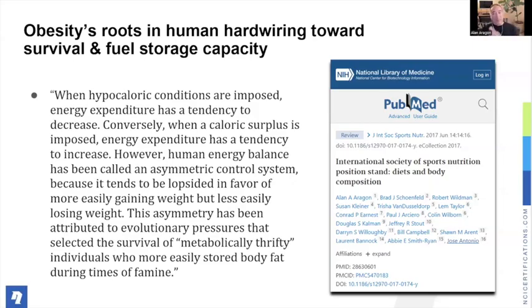So, thanks to our ancestors who were able to survive famine from being metabolically thrifty, we essentially inherited a greater propensity to gain fat and a tougher time to lose fat. But it's for the purpose of being able to survive.